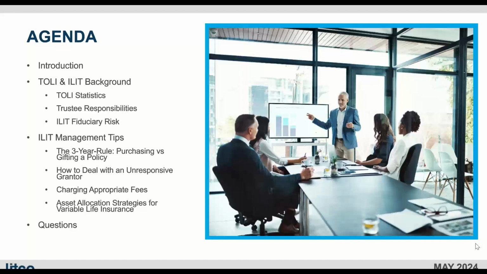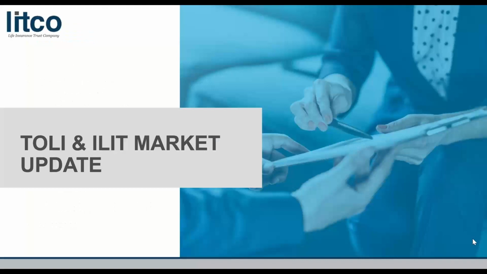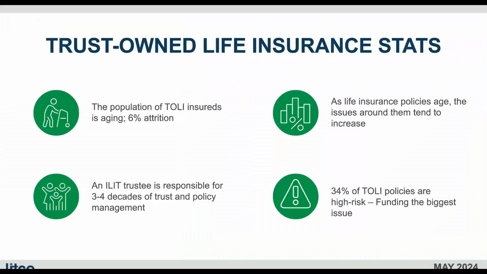The first thing we're going to cover regarding the tips is purchasing versus gifting a life insurance policy to an irrevocable life insurance trust. Then we'll get into dealing with an unresponsive grantor and how to handle that. We'll walk through trust fees, what other trust organizations are charging today for ILITs. And lastly, we'll cover the underlying investment component for variable life insurance.